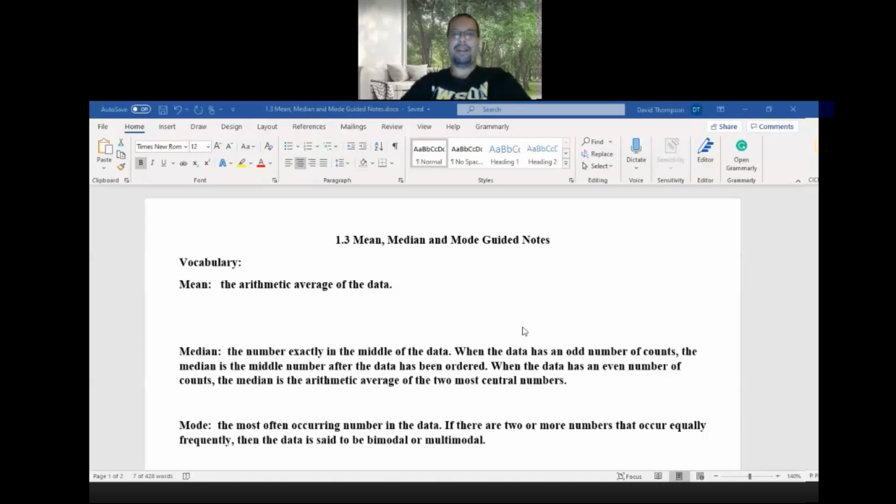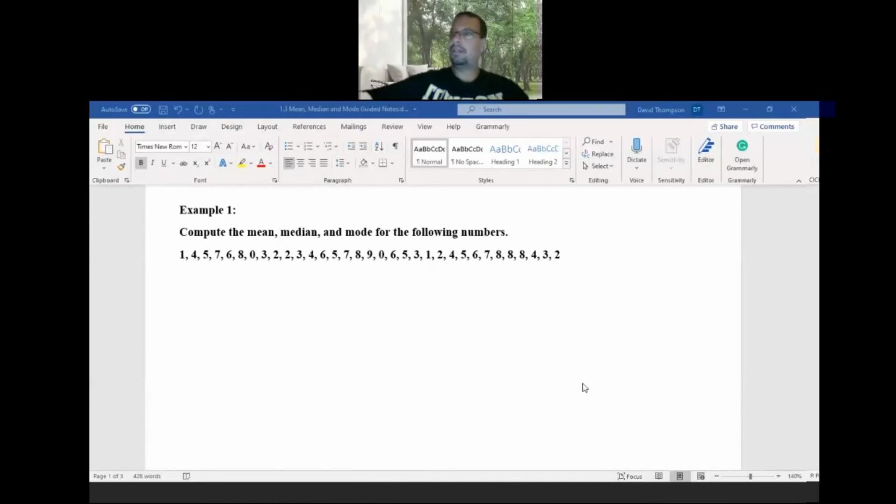When the data has an odd number of counts, the median is the middle number after the data has been ordered from least to greatest. When the data has an even number of counts, the median is the arithmetic average of the two most central numbers after the numbers have been ordered from least to greatest. And mode is the most often occurring number in the data. If there are two or more numbers that occur equally frequently, then the data is said to be bimodal or multimodal.